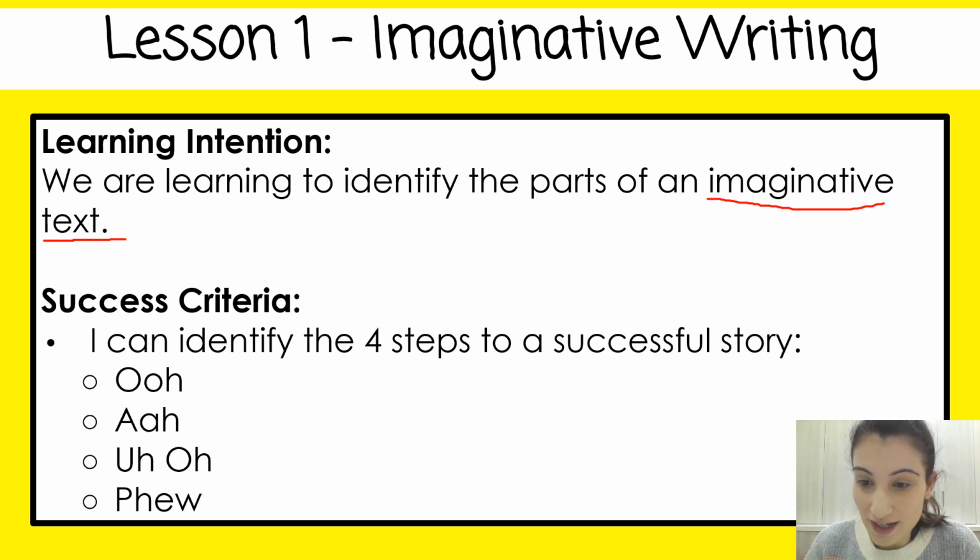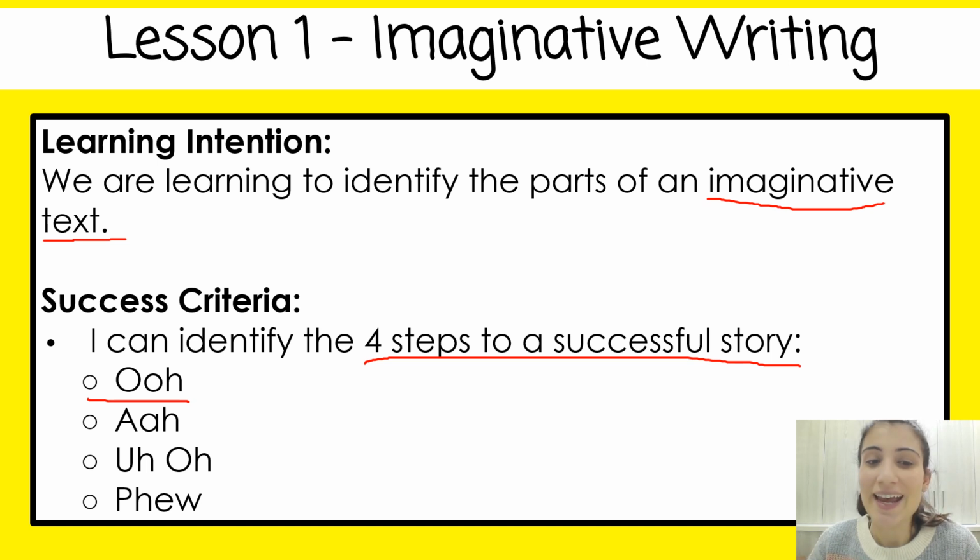Our success criteria says, I can identify the 4 steps to a successful story. We begin with a very important step called the ooh, and I'll explain a bit more about that later. The next step is the ah. The next one is uh-oh, there's a problem. And the last one is phew, relief. So this is the structure that we are going to be using to put imaginative stories together when we write them.